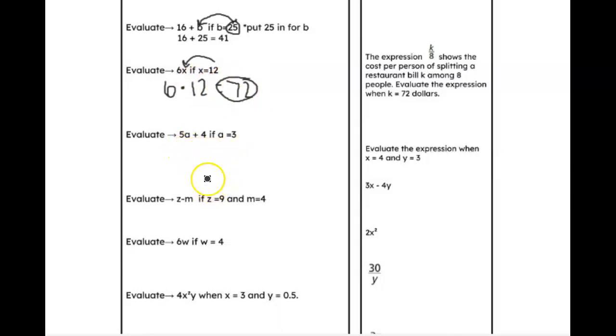Down here, this is going to be two steps. We have 5a plus 4. A letter and a number next to each other is multiplication. a equals 3, so we're going to put 3 in for a. So I have 5 times 3 plus 4. Now we're going to use order of operations to solve. Multiplication comes before addition, so we take 5 times 3, which is 15. So I have 15 plus 4 equals 19.